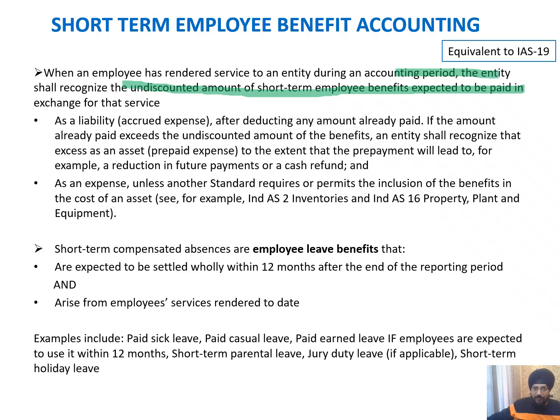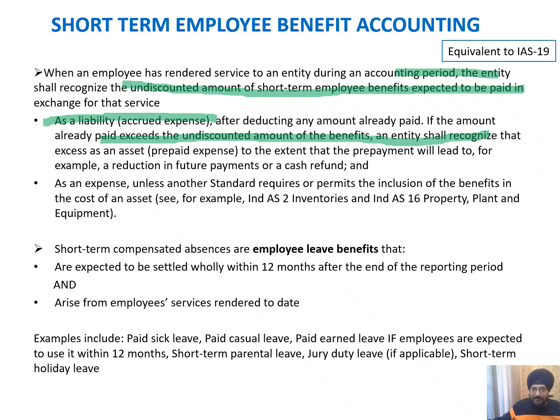And how does it have to be accounted for? It has to be accounted for as a liability, as an accrued expense, after deducting any amount already paid. If the amount already paid exceeds the undiscounted amount of the benefit, the entity shall recognize that. So there is no discounting involved. This is most important. We have to pay the amount within a span of 12 months from the date on which it has been accrued, and it has to be undiscounted.